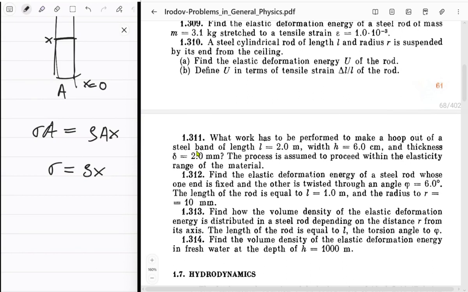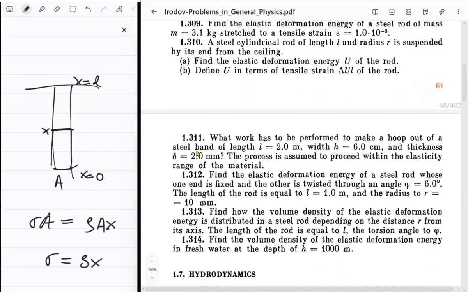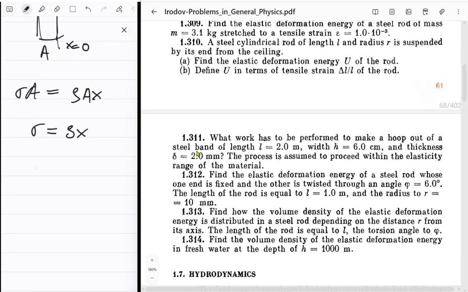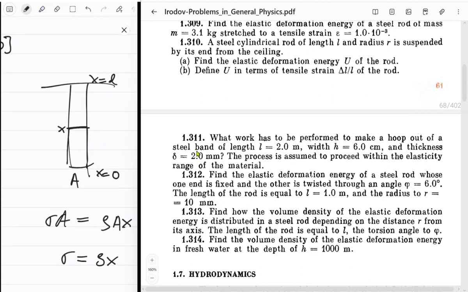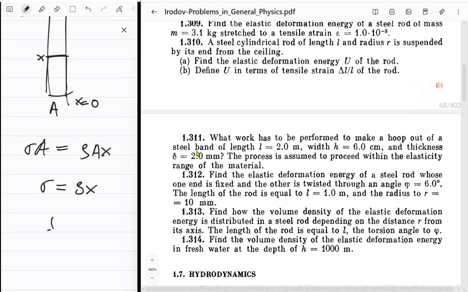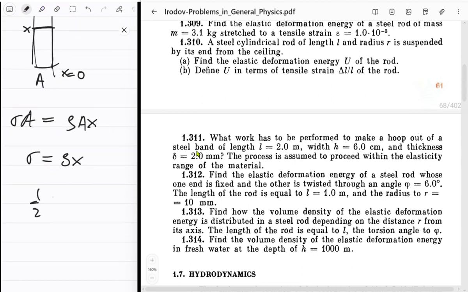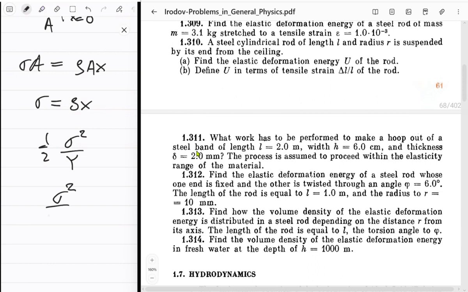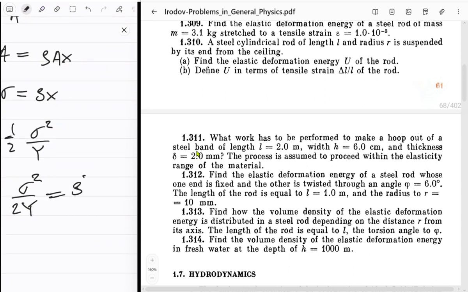So sigma is equal to rho g x at a certain x value. Our volumetric energy is just going to be what? 1 upon 2 sigma squared upon the Young's modulus, right? Or you can just say sigma squared upon 2 Young's modulus. Now, sigma is just this thing, so it equals rho squared x squared upon 2 Young's modulus. This is the volumetric energy.